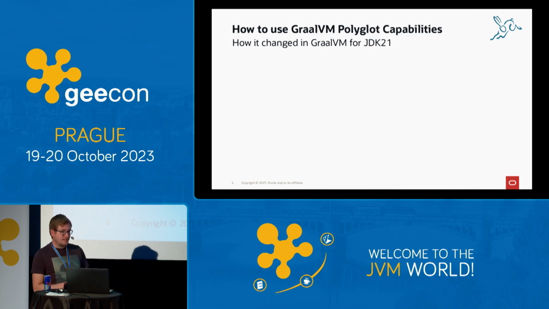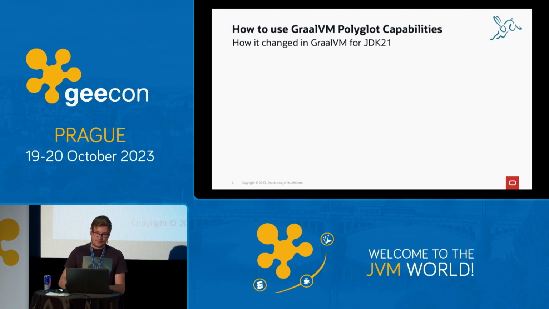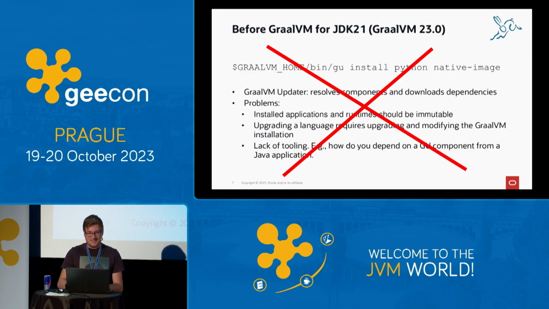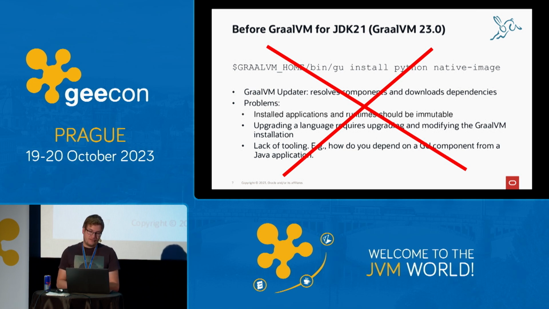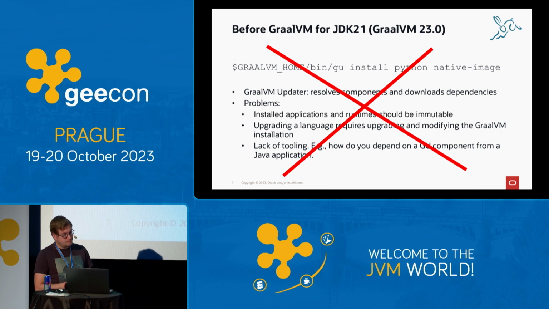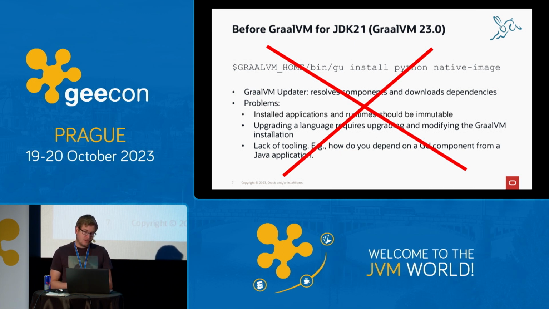So now let's take a look at how to use the GraalVM polyglot capabilities and how it changed from the previous version. In case you've used the previous version, or maybe someone watching the recording later used it, in GraalVM version 23.0 and previous versions, you would download the GraalVM distribution, which would just contain the JDK distribution and the GraalVM compiler, and then you would install additional components using this thing that we called GraalVM updater, GU. So you would call gu install python or gu install native-image, for example. There were issues with that.